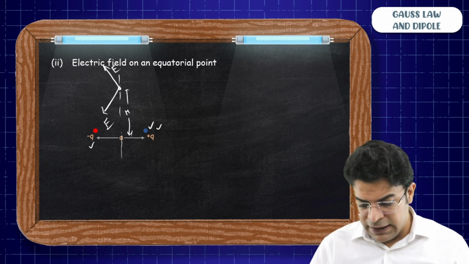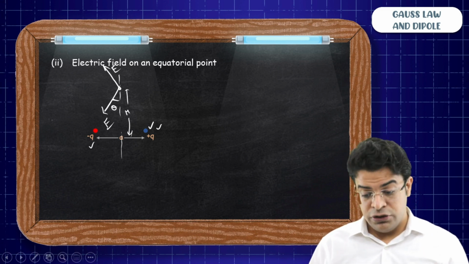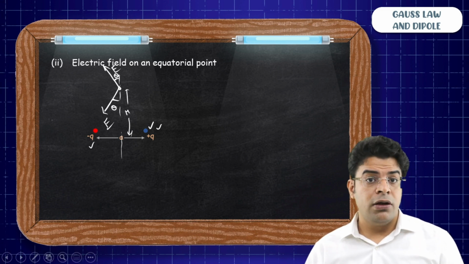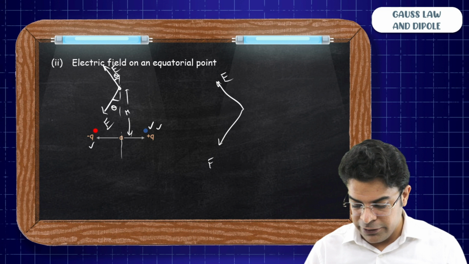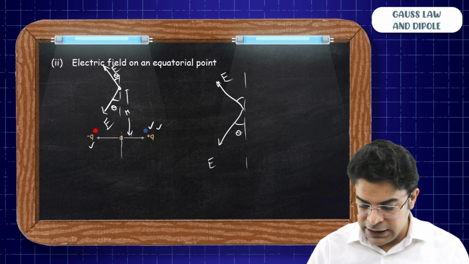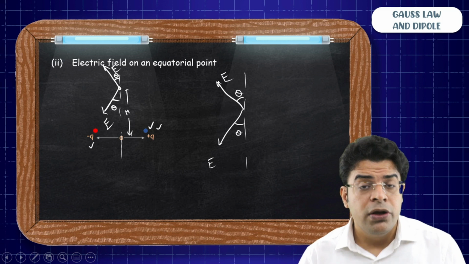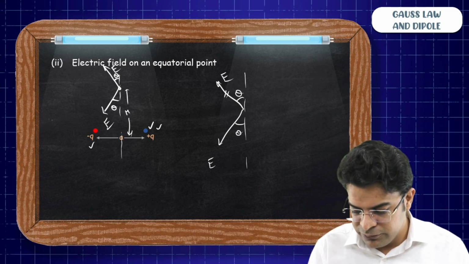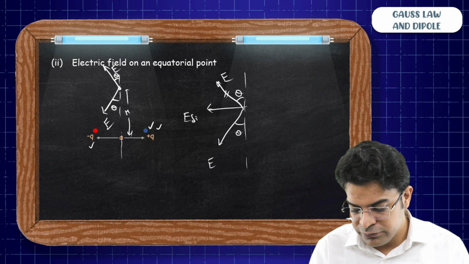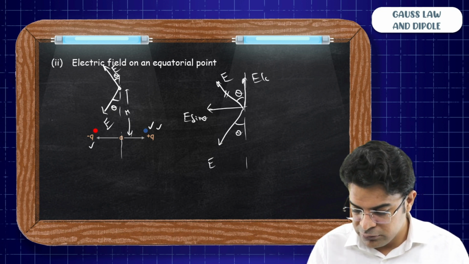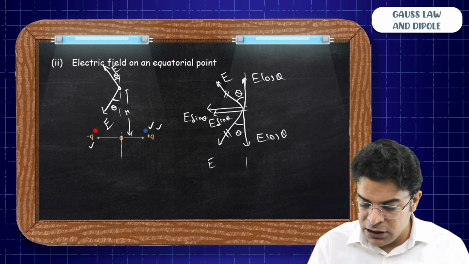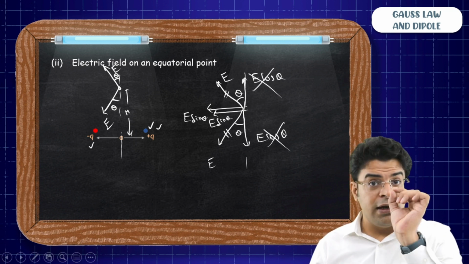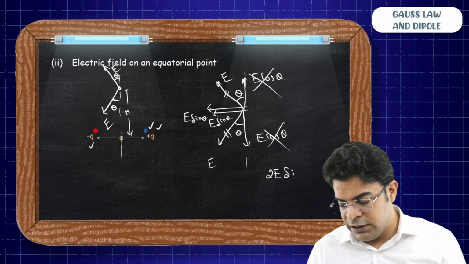Now bachcho, let's say this angle is theta, so this angle will also be theta. So we can say if we have got these two electric field vectors E and E such that this angle is theta and theta, what will be the resultant? We can break down these two electric field vectors as E sin theta, E cos theta. We can cancel out E cos theta, and the net electric field will be 2E sin theta.